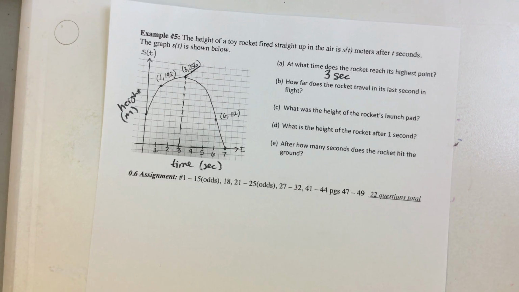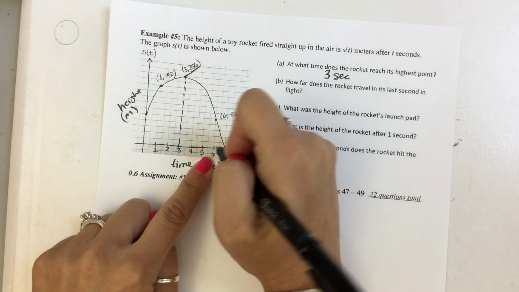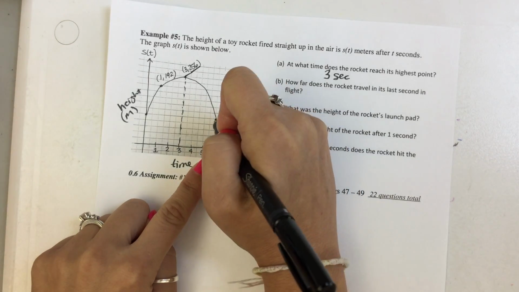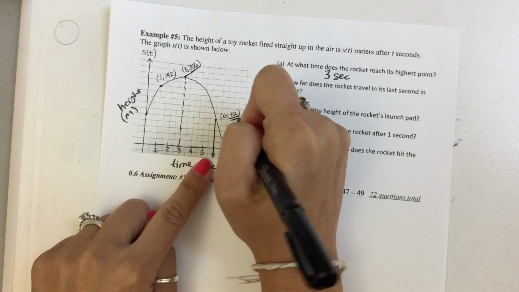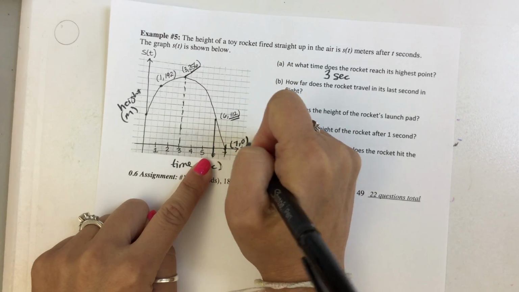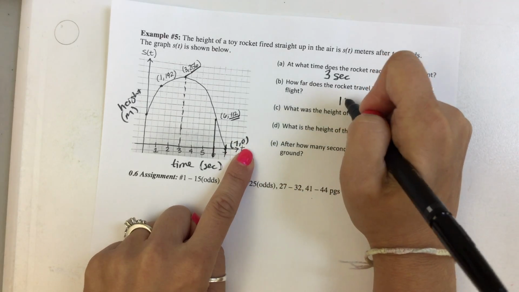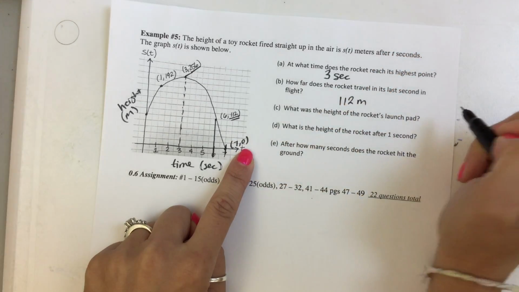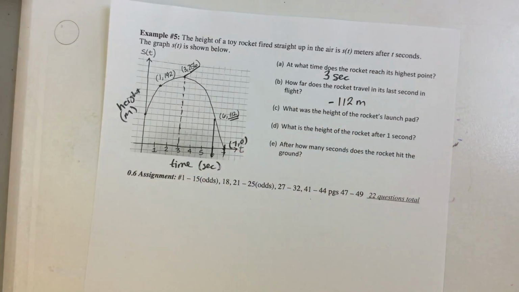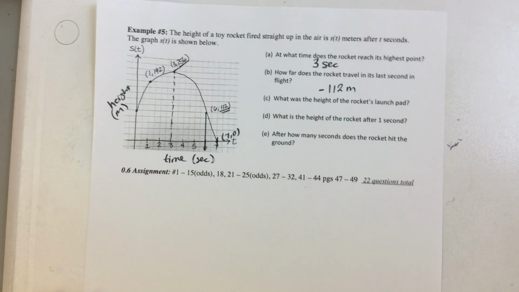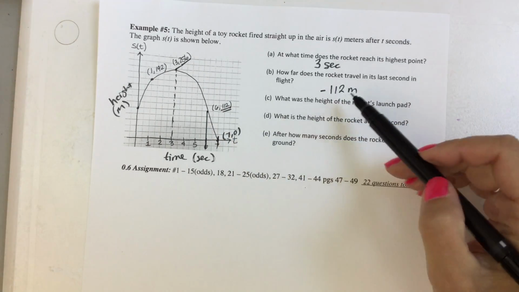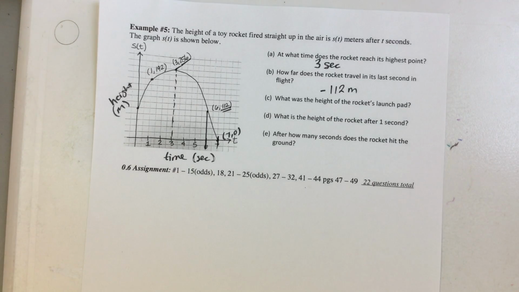How far does the rocket travel in its last second? Well, its last second before it hits the ground would be from 6 to 7. How far does it travel? 112. This is 7 and 0. So in its last 1 second, it travels 112 meters. You could leave it like this, or you could say negative because it drops that much. Either way, I would accept the answer. So negative 112 because it's falling, or if you just say 112 because that is the distance, okay?